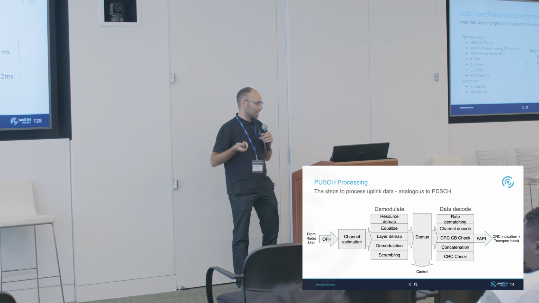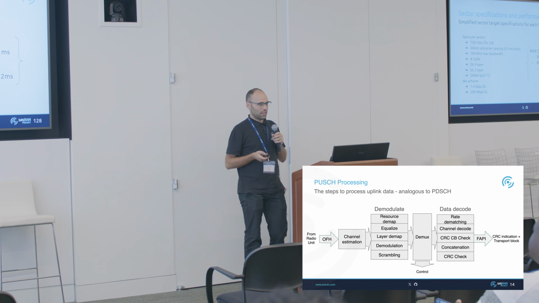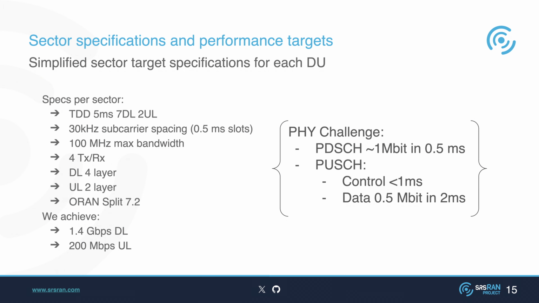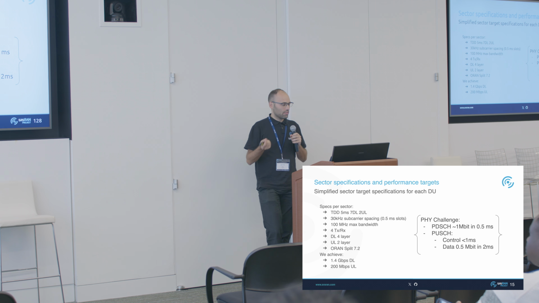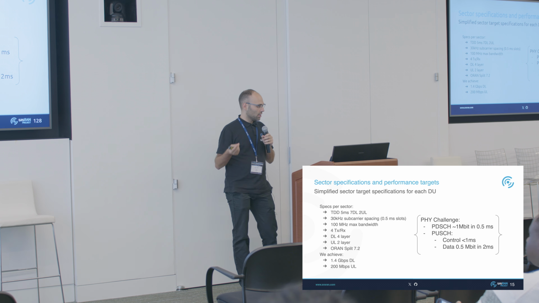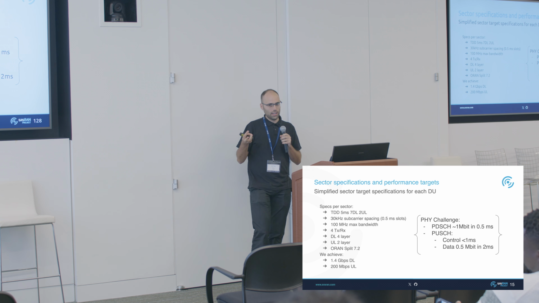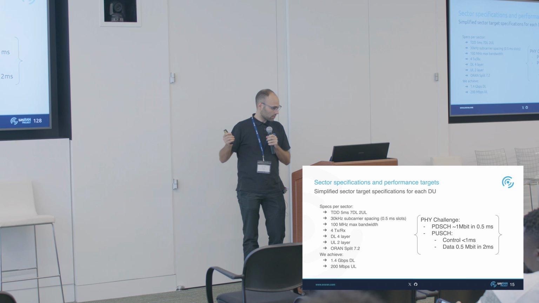OK, then let's say the specifications we have. So when we want to optimize our G0V, what we are targeting is TDD with a 30 kilohertz subcarrier spacing. That means half millisecond slots. And more specifically, we normally use 7 slots for downlink, 2 for uplink. Then bandwidth, as I said before, 100 megahertz, 4 transmit and 4 receive ports with 4 layers for the downlink. And we will soon be able to support 2 uplink layers.